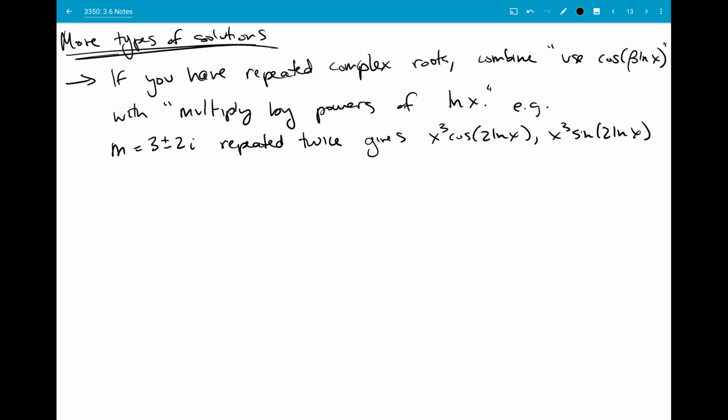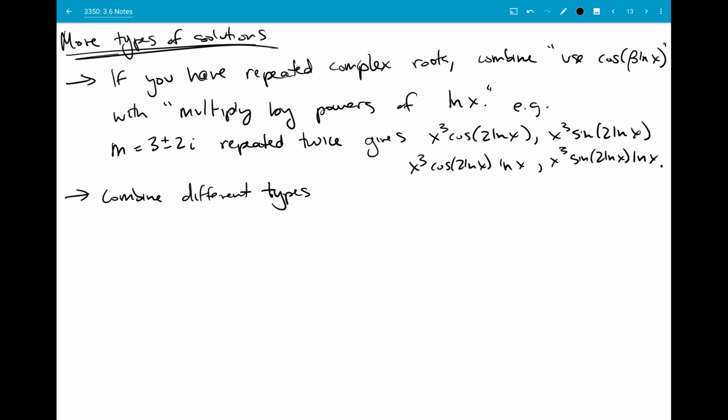And then for the repeated roots rule, you would say, okay, x cubed cosine of 2 ln x times ln x, x cubed sine of 2 ln x times ln x. So they combine exactly the way you'd expect. If you have combinations of real and complex roots, you just combine them the same way you would with constant coefficients. Your general solution can have all kinds of roots in it.